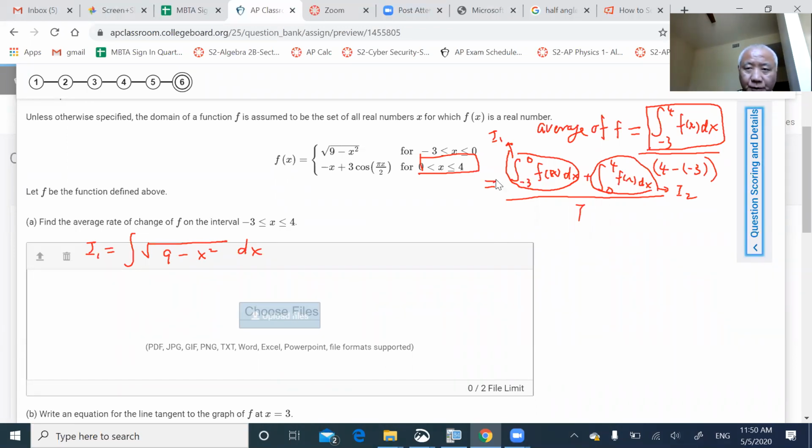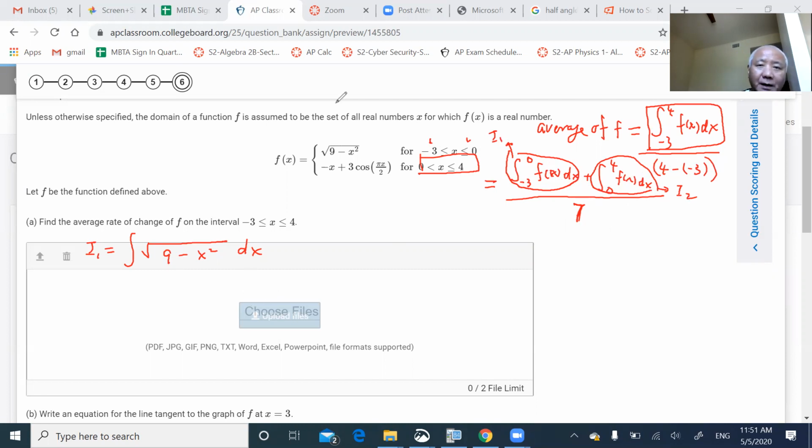Okay, so when we find the average of the function here, we got this definition of the average function value. And since this f is a piecewise function, we have to go over two intervals, from -3 to 0, and then from 0 to 4, right? And then the bottom one is 7, okay? Because 4 minus -3 is 7. So we have two integrations to do. I put this one as I1 and this one as I2. Okay, I do I1 first.